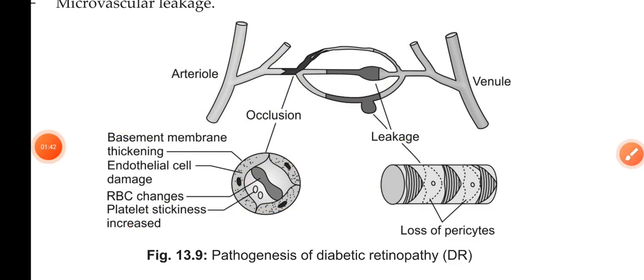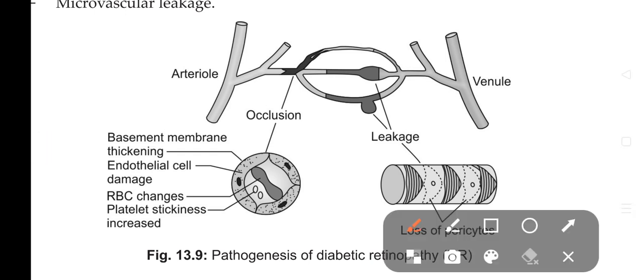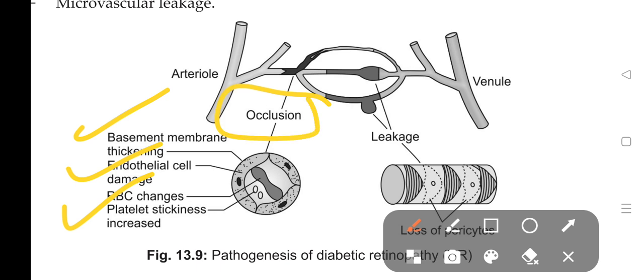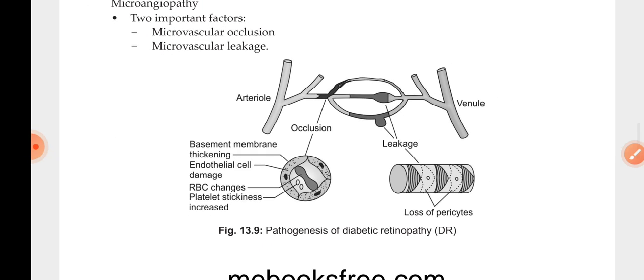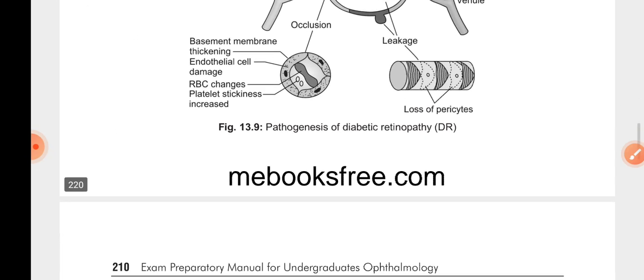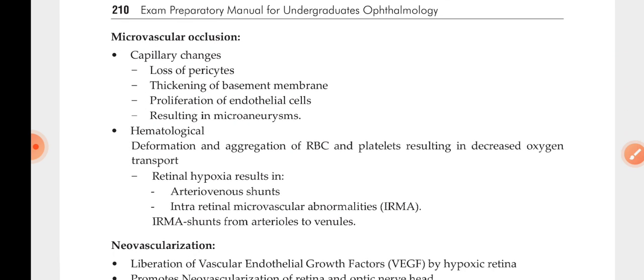Another obstruction is there. The basement membrane gets thickened and there is endothelial cell damage. RBC changes and platelet stickiness are increased, like atheroma-type conditions. Here one is the occlusion, another one is the leakage: microvascular occlusion, microvascular leakage. Leakage is because of loss of pericytes, and occlusion is because of basement membrane thickening, endothelial cell damage, and RBC and platelet stickiness in the endothelium.